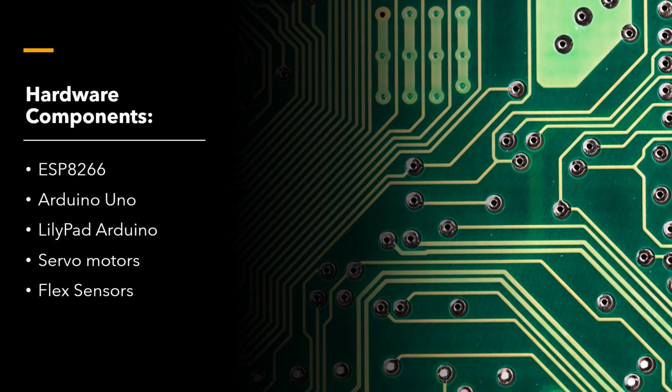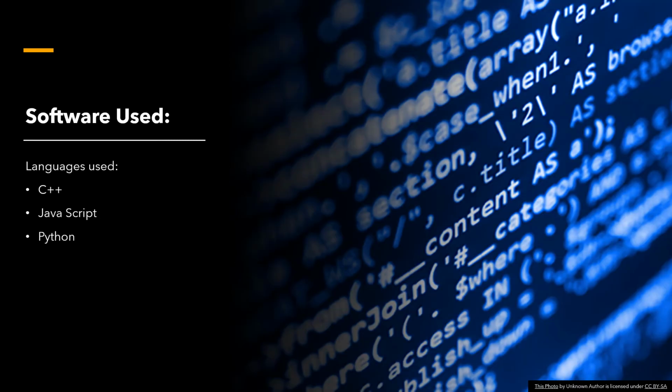The LilyPad Arduino is going to be connected to the glove, sending signals to the ESP connected to one another. The servo motors are going to be moving the fingers, and then the flex sensors are going to be registering the finger movement via signals and then sending it back to the Arduino, sending it to the ESP to the prosthetic arm. For software used in this project, we're going to be using the Arduino IDE, programming it with C++, JavaScript, and Python.